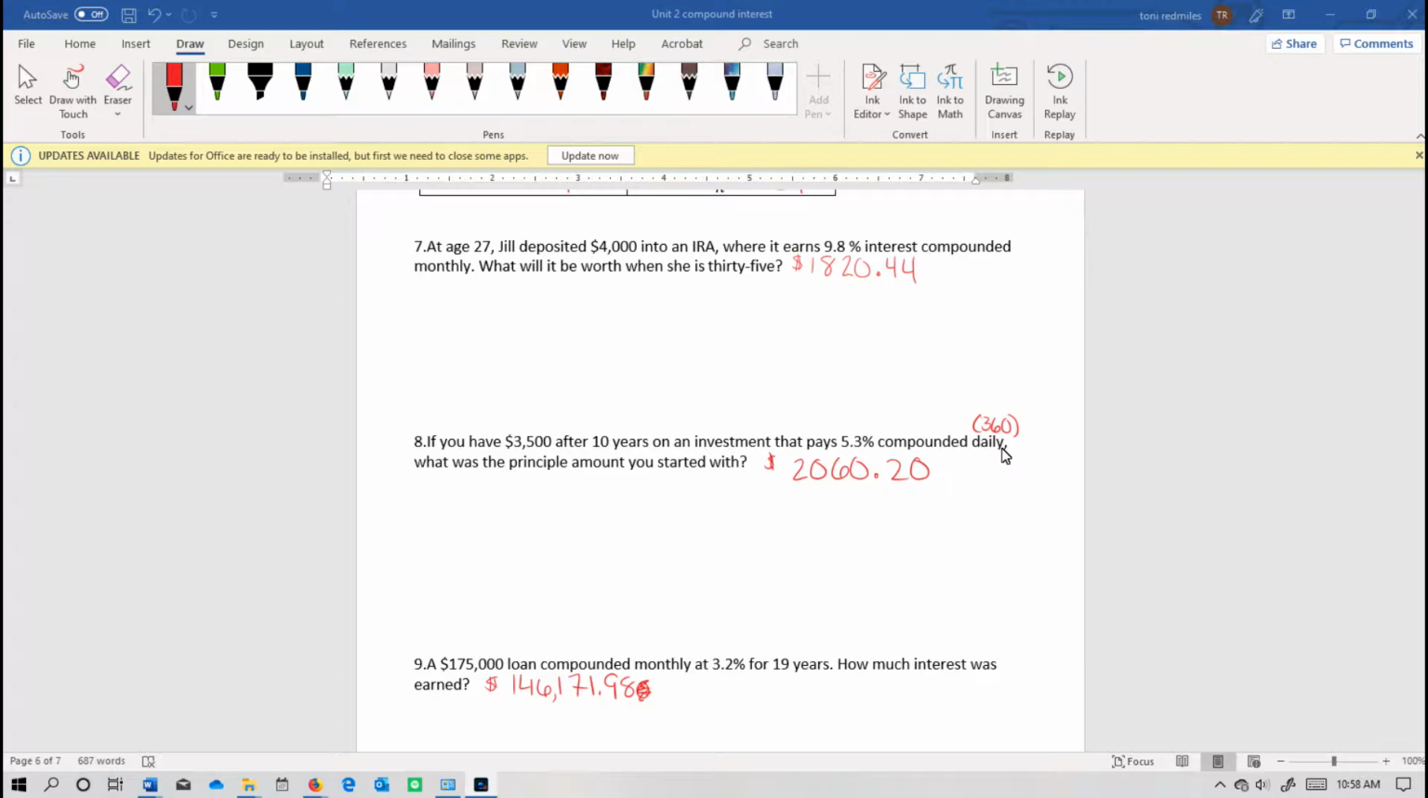So first I have to find out my time, right? Because if I lay out all of my different variables, I know that I deposited 4,000, so that's my P. My rate is 9.8% or 0.098. My time I don't know, but I do know that it's compounded monthly, so the n is 12. I need to take 35 and subtract 27, and when I do that, I'm going to get 8. So my time is 8 years. All right, now I can put this into my formula.